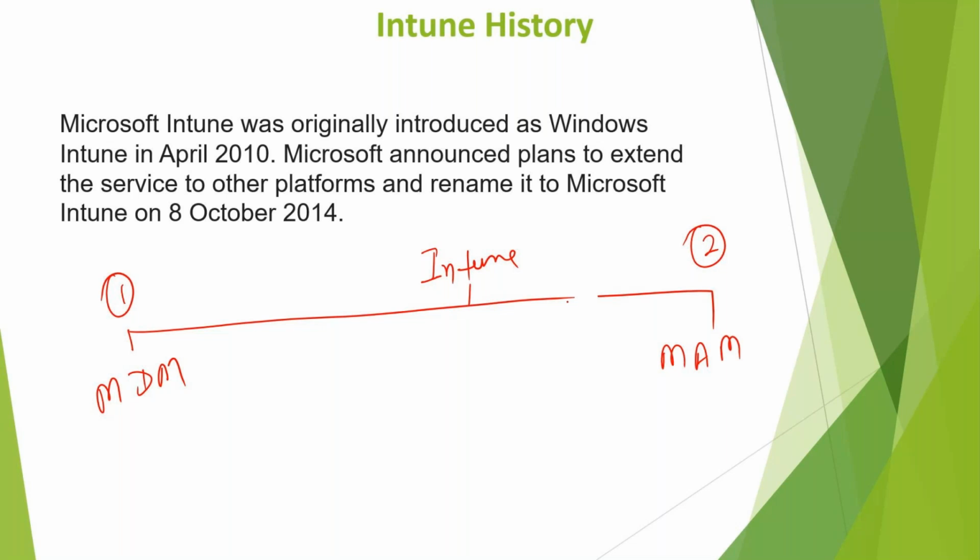Now, what do you mean by mobile? And why do we need to manage? Mobile device management, for example, through Intune, you can manage Android devices. You can manage iOS devices. You can manage Mac operating system. You can manage Windows 10 operating system, Windows 10 Mobile. You can manage Windows 10, Windows 11 computers.